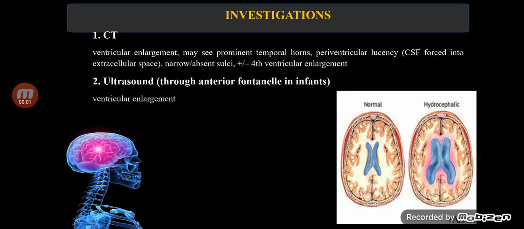In order to assess a patient having hydrocephalus, you have to send him for certain investigations. One of those is a computerized tomogram. In the computerized tomogram, you may see ventricular enlargement with prominent temporal horns and some periventricular lucencies. The lucencies happen due to the CSF being forced extracellularly. You may also see narrow or absent sulci, plus or minus fourth ventricular enlargement.